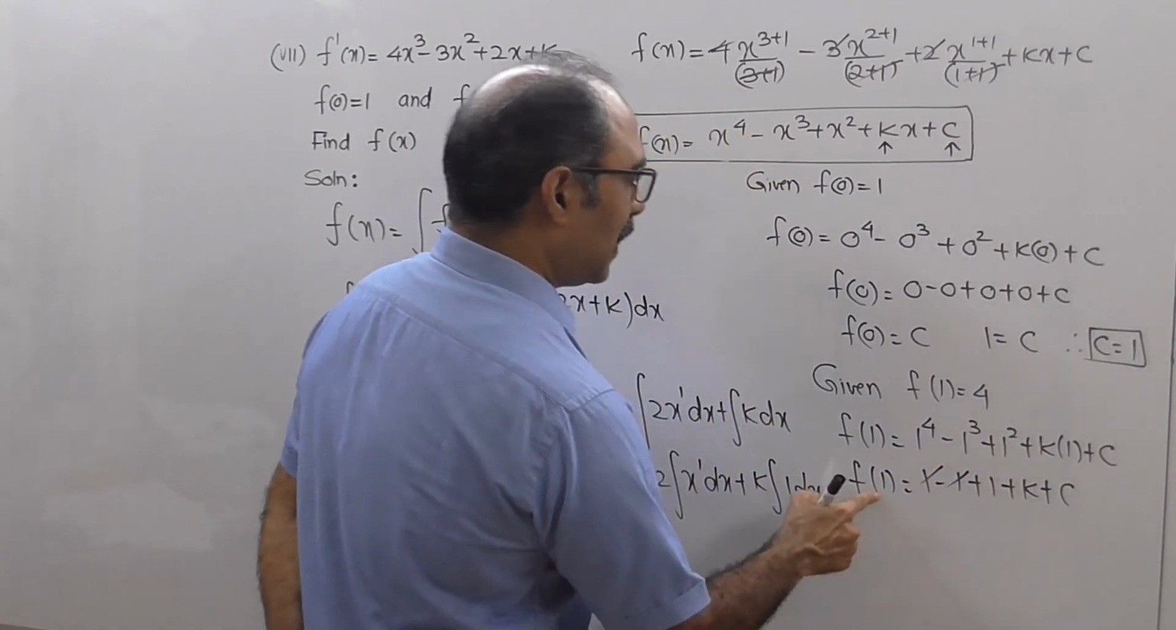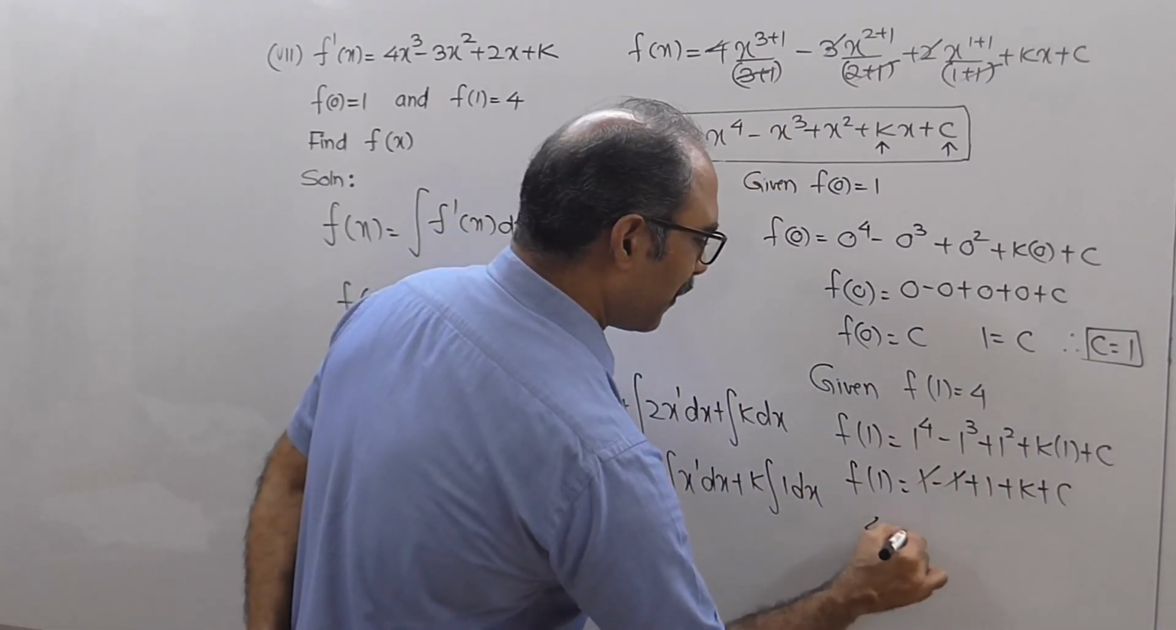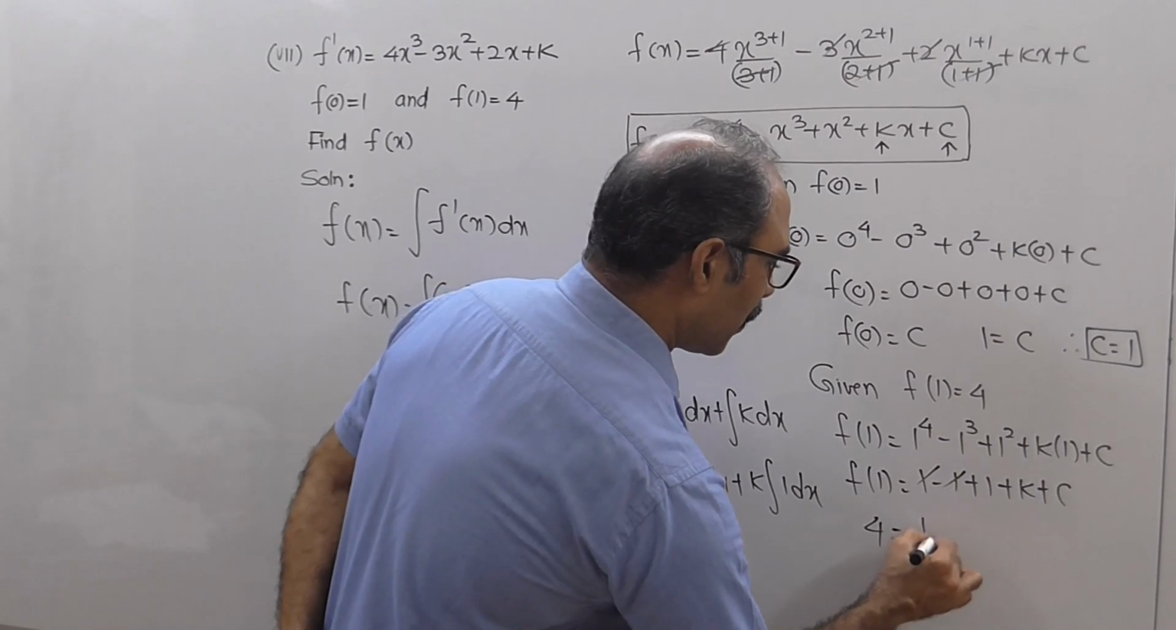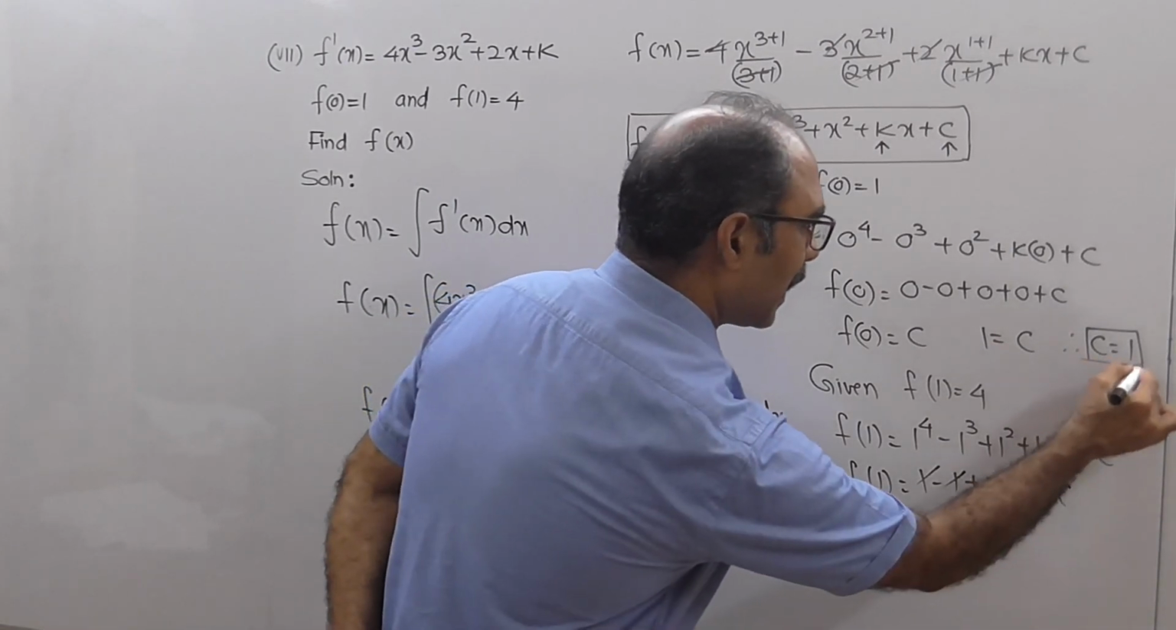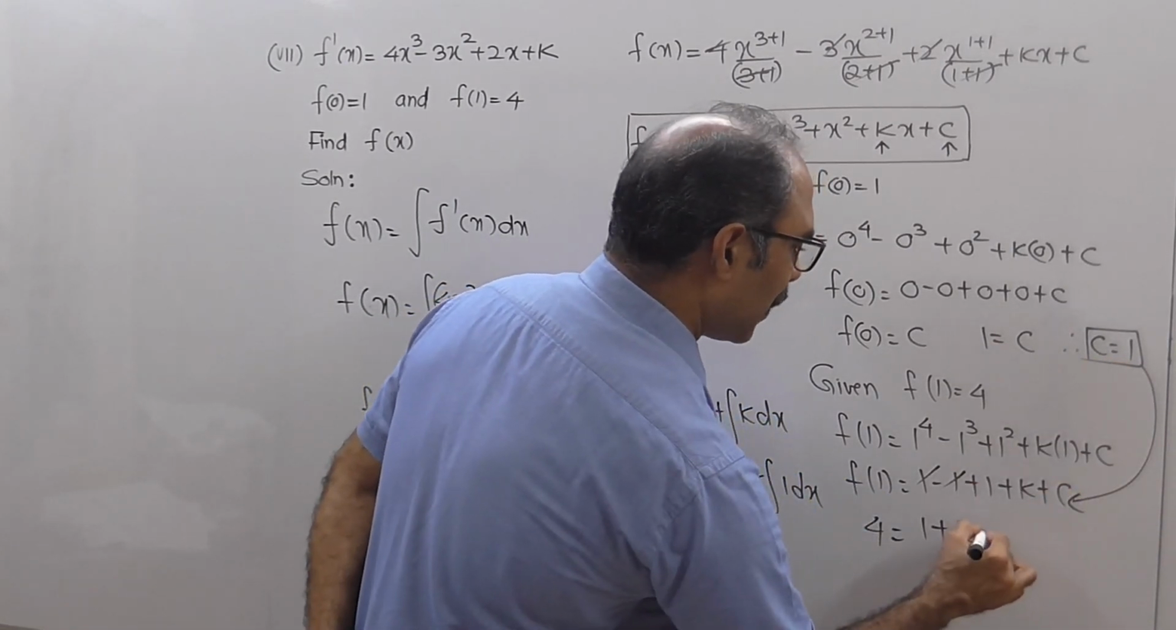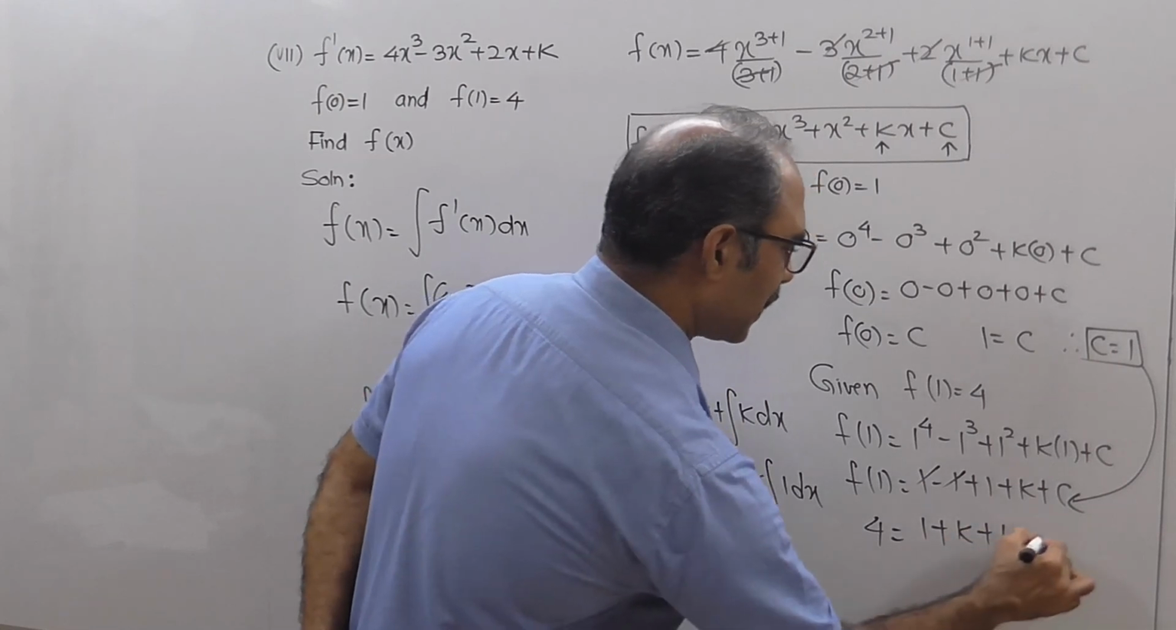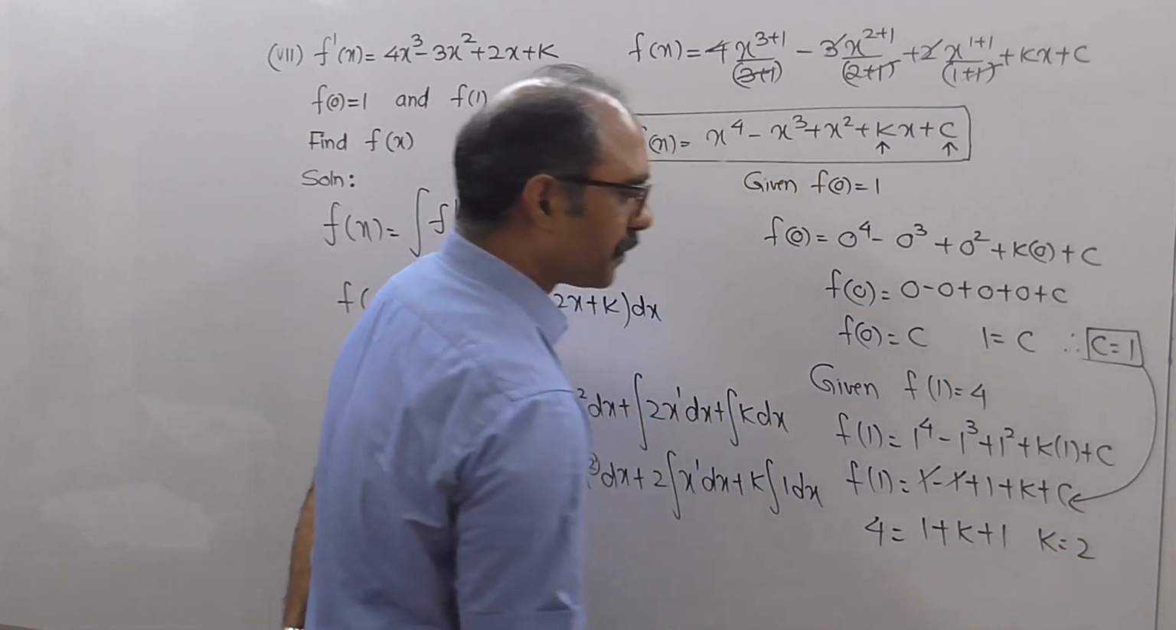I think this gets cancelled. I know the value for f of 1. Can I say f of 1 is 4? That is equal to 1 plus k, and can I put the value of c as 1? So I will get here again 1. So I think the value of k will be equal to 2.